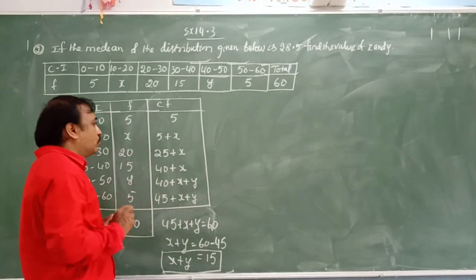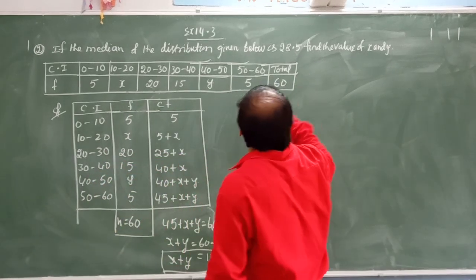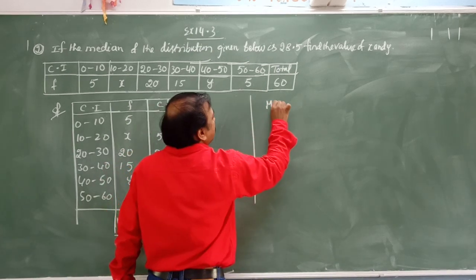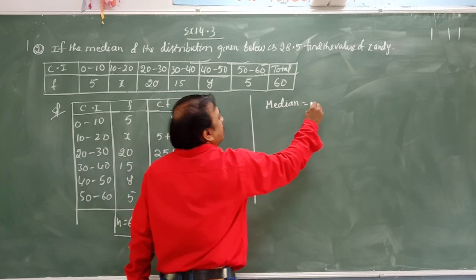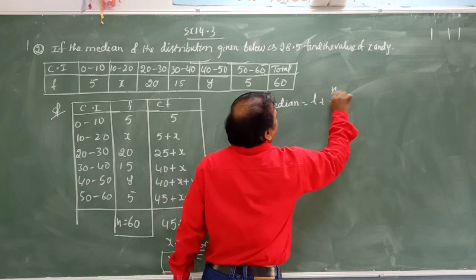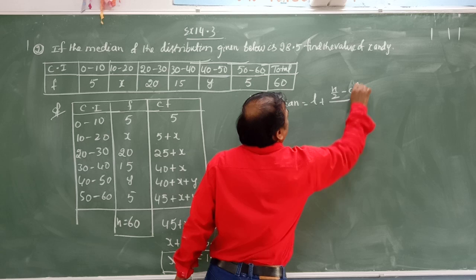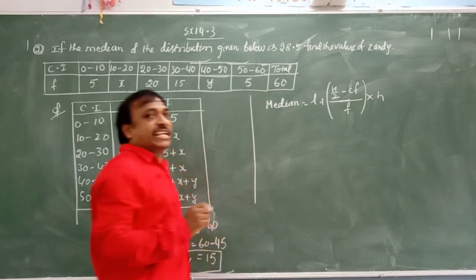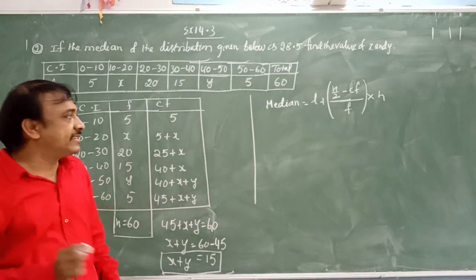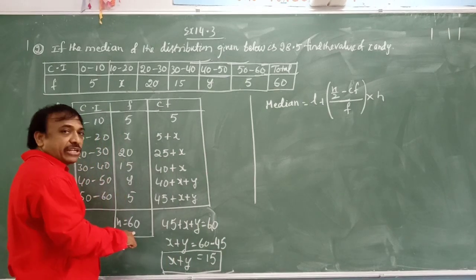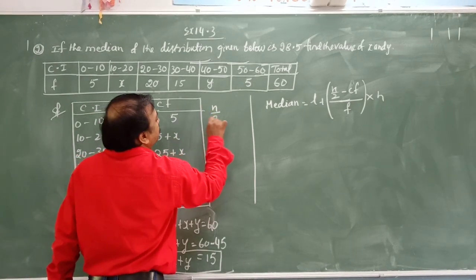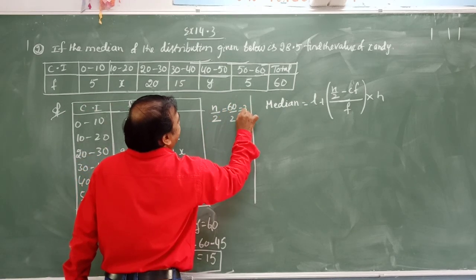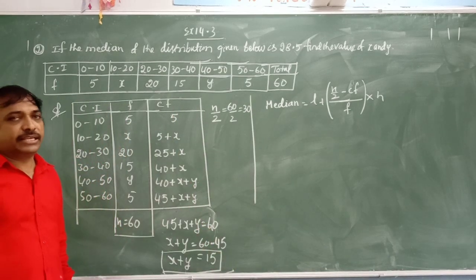Now, as we know the median formula, I will write the formula over here. Median is equal to L plus (n by 2 minus CF) by f into h. First you need to identify where the median class lies, so n by 2. What is the n by 2 value? n is equal to 60, so n by 2 is equal to 60 by 2, which will be 30.